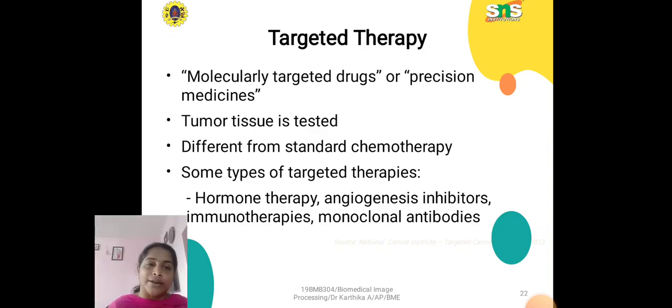And what is targeted therapy? Molecularly targeted drugs are precision medicines. Here the tumor tissue is tested, and it is different from standard chemotherapy. Some types of targeted therapies increase the lifetime of patients. It includes hormone therapy and others.